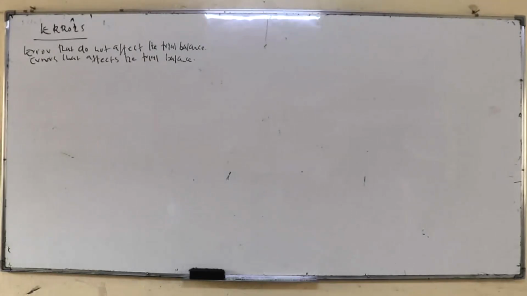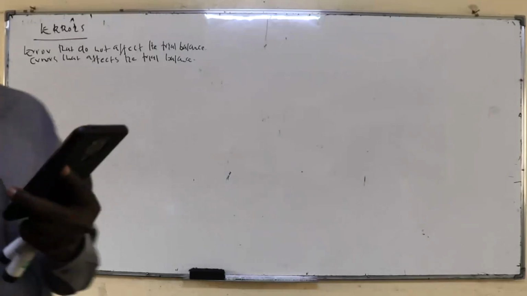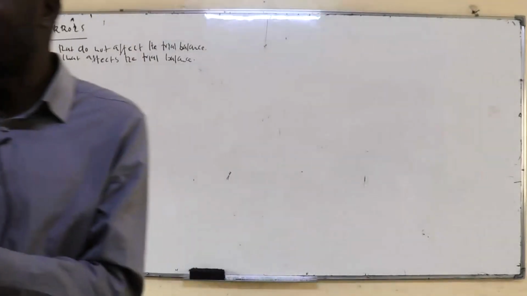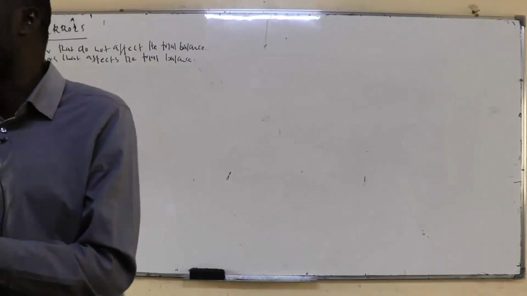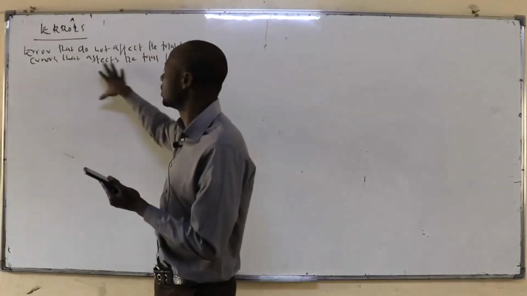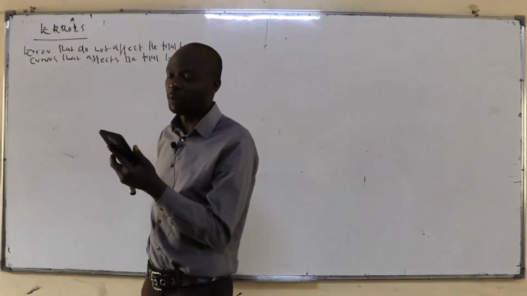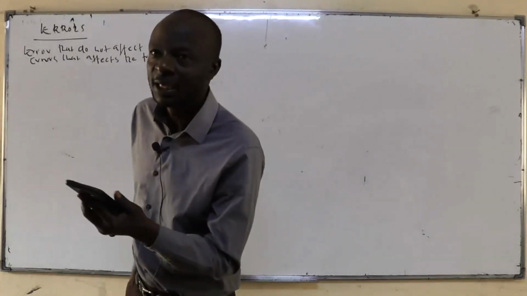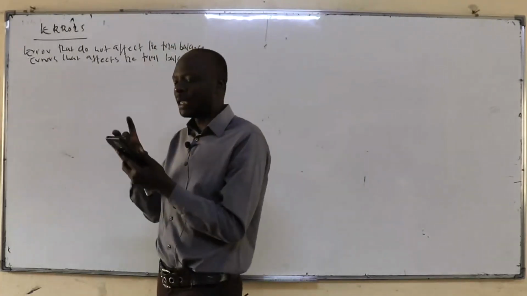So we want to start with those errors that do not affect the trial balance. These are errors that are committed, but the trial balance will still balance. So the trial balance cannot detect or reveal them by not balancing. It will still be balancing at the end of the period. Are we together? So they are not able to be identified by the trial balance.